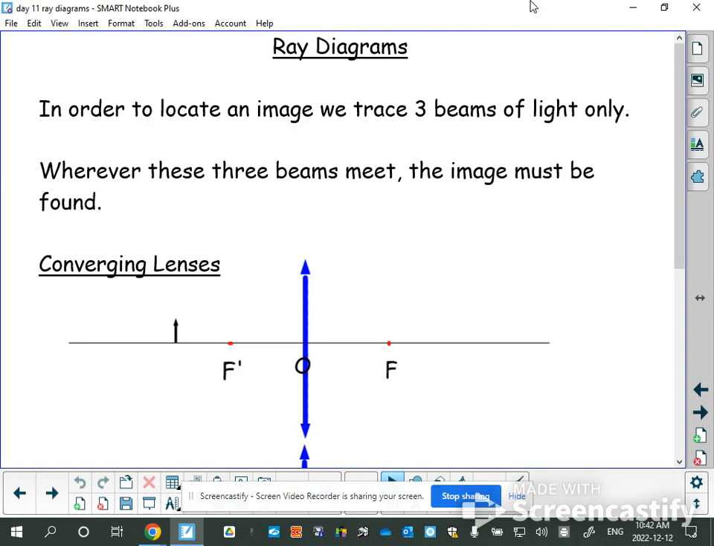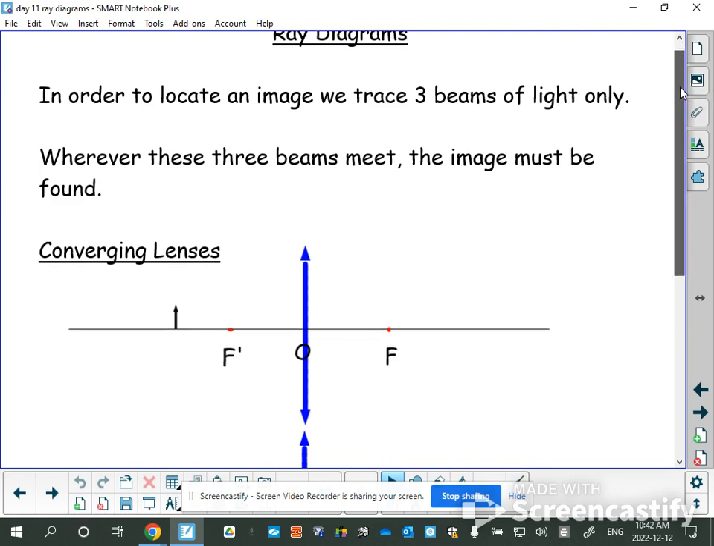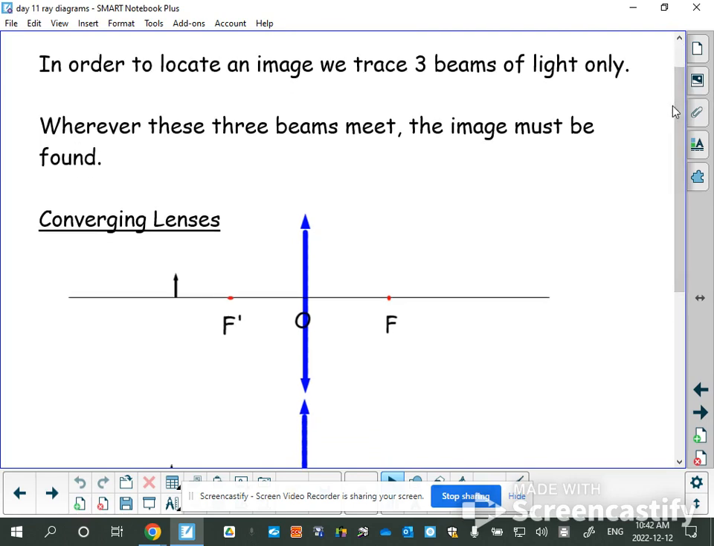Now you need to remember while doing these diagrams that the light is going to go straight through the lens. So not like the mirror where it bounced off the mirror. Instead, it's going to go to the lens and through the lens because remember the lens is made out of glass. So we have 3 rules. We'll start with a converging lens.